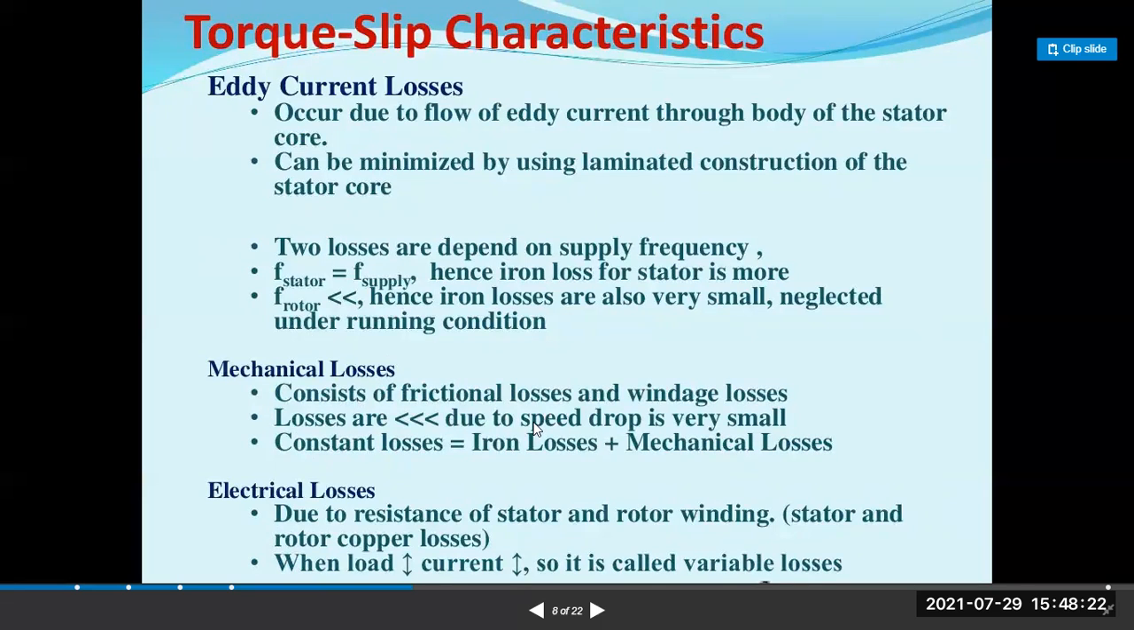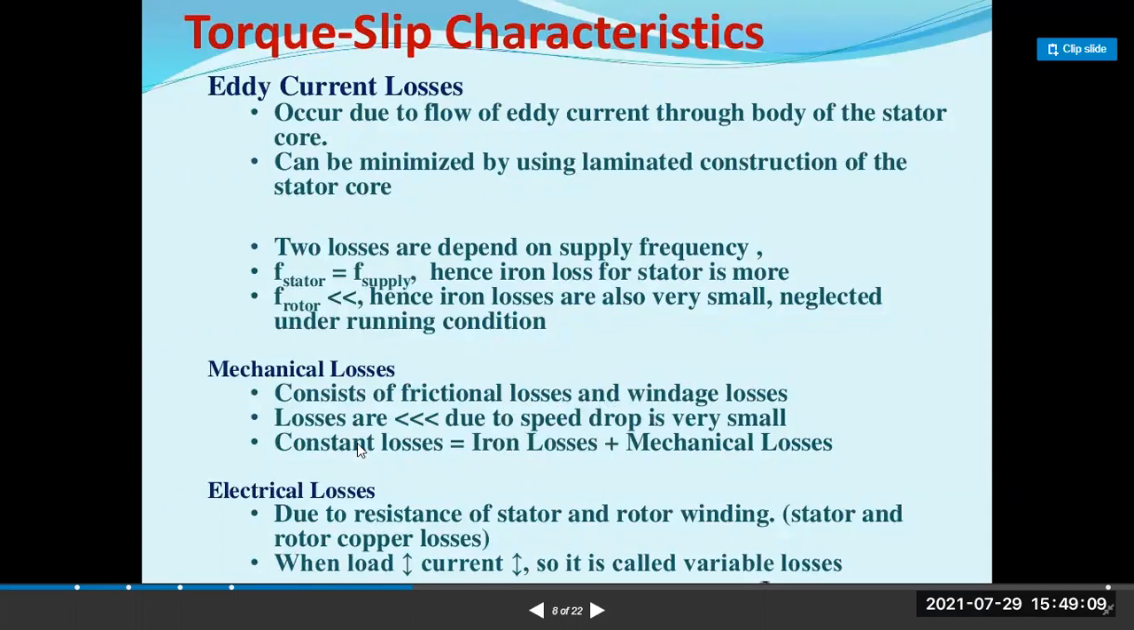Now, these mechanical losses are very, very small due to the small speed drop. Speed drop means full load speed to normal speed. One term that we discussed in the transformer was voltage regulation, that is no load minus full load divided by full load. But in the case of mechanical losses, the second point is that losses are lesser due to speed drop. Speed regulation can be defined as full load speed minus low speed divided by low speed. That will give you the speed regulation.